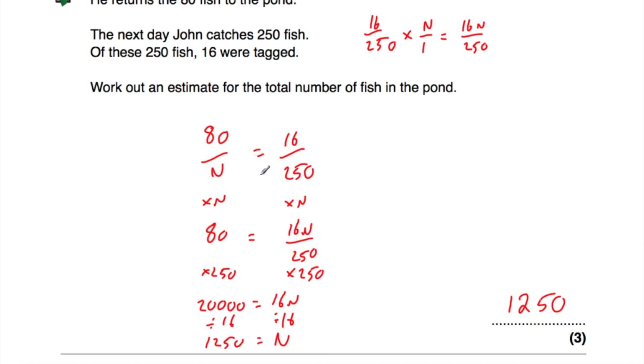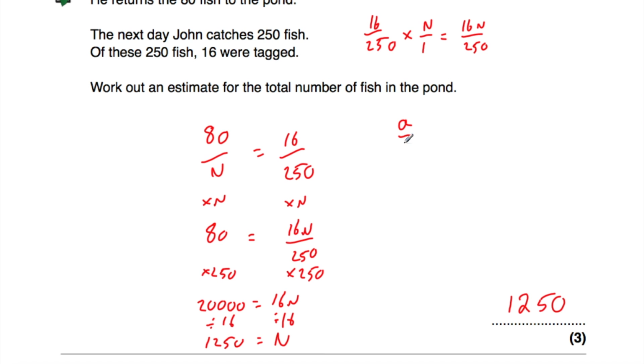So that's one way to do this question. Now at this point, where we had 80 divided by n is equal to 16 over 250, whenever we do capture recapture we'll have a lot of equations in that format. Here you'll notice we multiply both sides of this equation by n, and then we multiply both sides by 250 to get rid of both of the denominators, and then we got 20,000 was equal to 16n. Now there's another way we can do that really quickly, using something called cross multiplication.